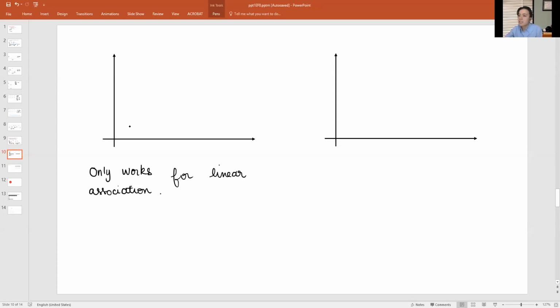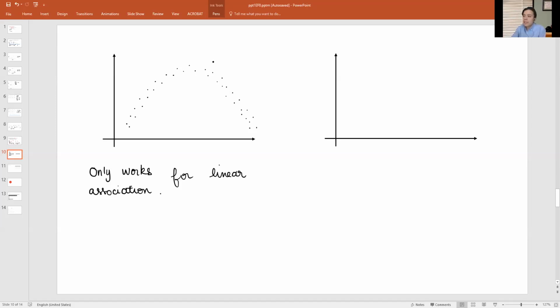Okay, so imagine that you have something like this. You have something that is associated, and initially it's going up, but then as you keep going for high values in x, this starts going back down again. This is a classic example of when the correlation coefficient does not pick up a relation.